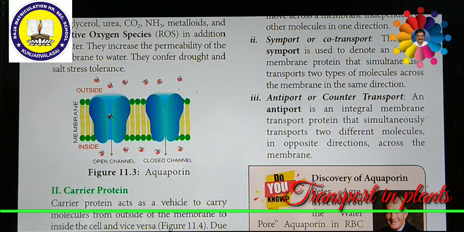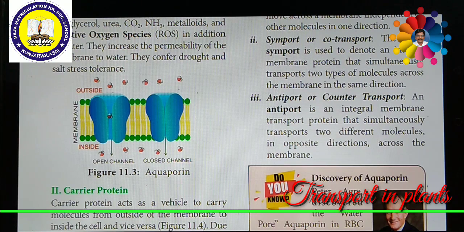The other one is aquaporin. Aqua means water or fluid. Through this aquaporin, water or fluid travels from outside to inside. Aquaporin is a water channel protein embedded in the plasma membrane. It regulates the massive amount of water transport across the membrane. So this is a main type of protein which allows material to travel through this channel.